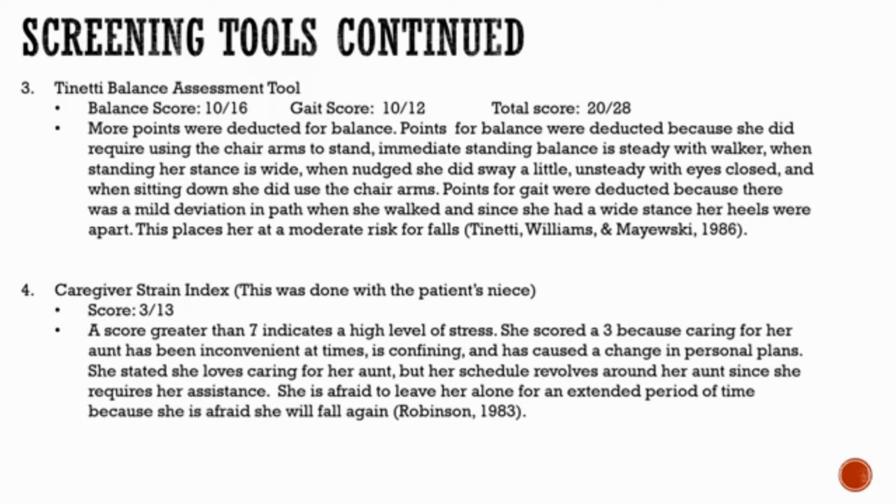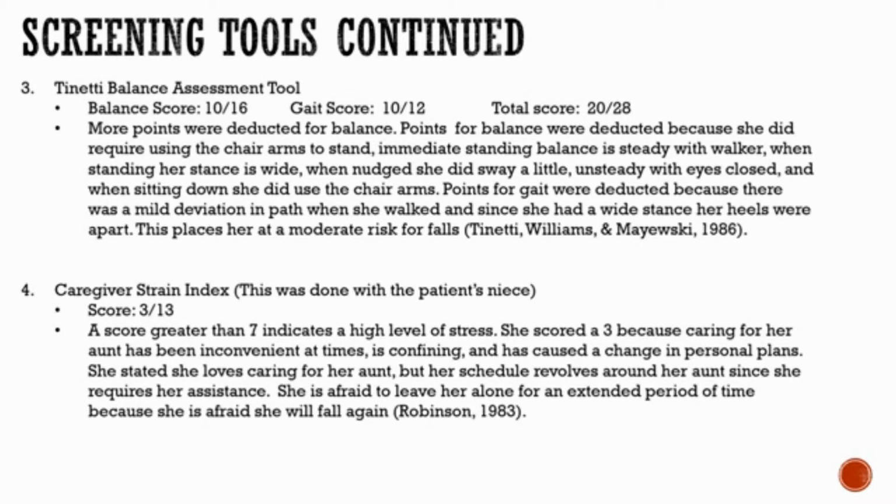The third screening tool is the Tinetti Balance Assessment. Her total score was a 20 out of 28. More points were deducted for her with balance. Points for balance were deducted because of the use of the chair arms when standing and sitting. Immediate standing balance was steady, but with the use of a walker, she swayed when nudged, and she was unsteady with her eyes closed. For gait, she had a slight deviation when she walked down the hallway, and also that wide gait deducted points. The fourth one was directed towards her niece, and it's the Caregiver Strain Index.